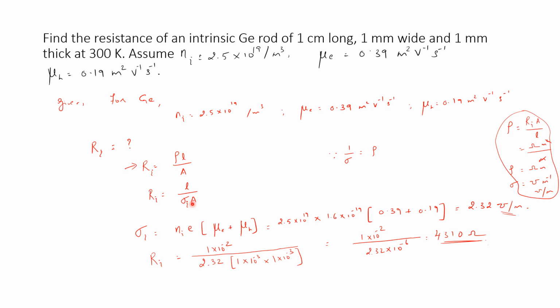Then area. So area is nothing but product of width and thickness. So 1 millimeter into 1 millimeter, which means 1 into 10 power minus 6. Okay. So I will get the final expression to be 4310 ohms. So this is the value of resistance. So write down everything. We will go to the next problem.